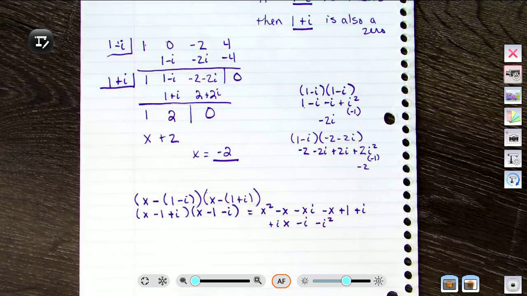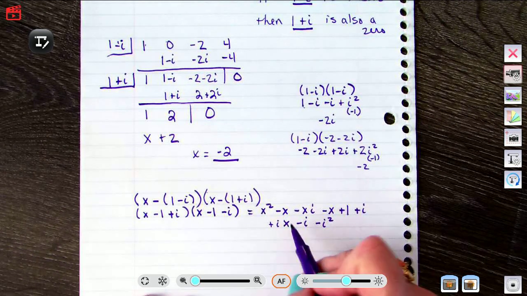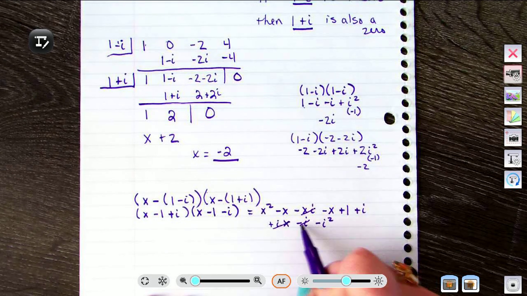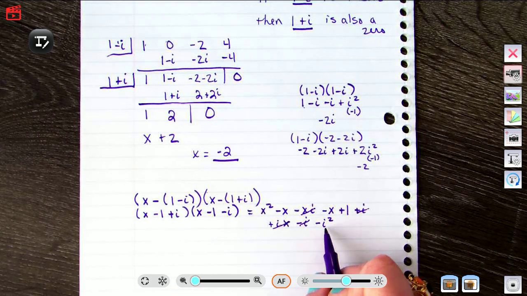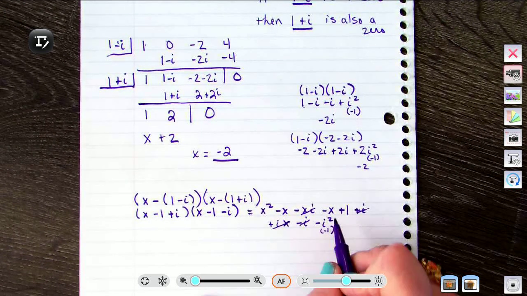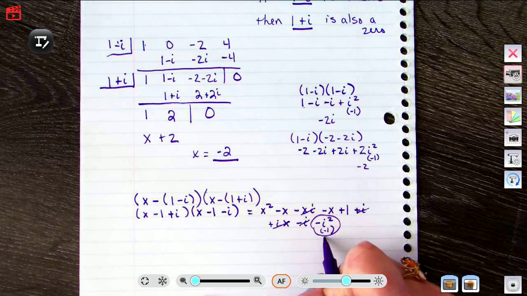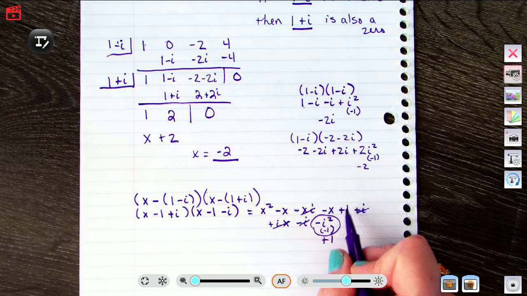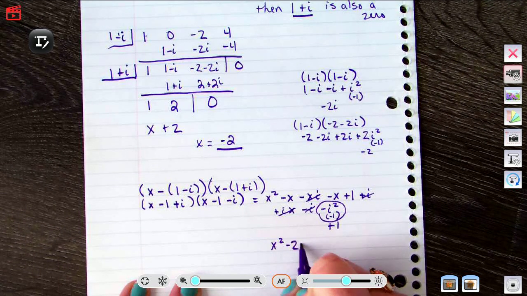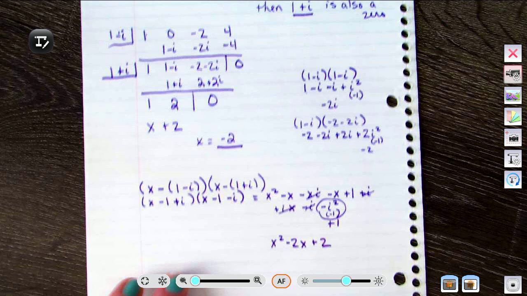squared. Okay, some really nice things will happen. Your i pieces canceled. Here's that minus i with that plus i squared is negative 1. So this is actually plus 1, which will combine with that 1 there. So this becomes x squared minus 2x plus 2.